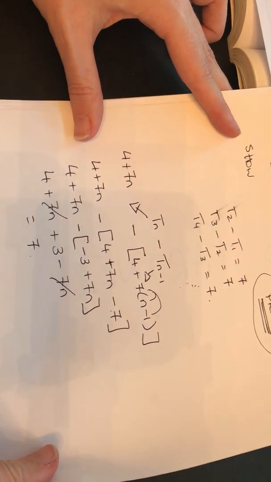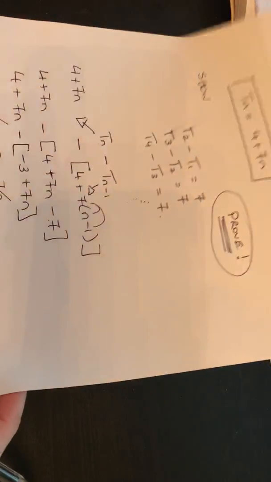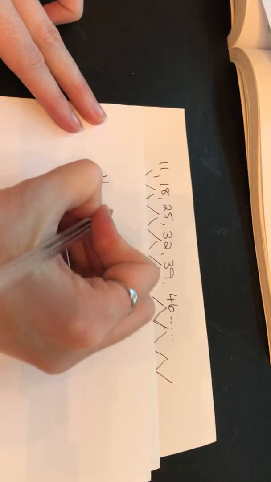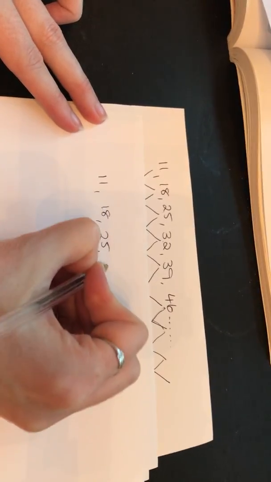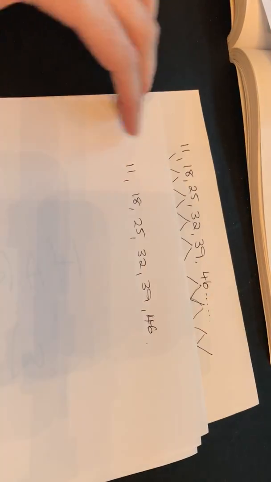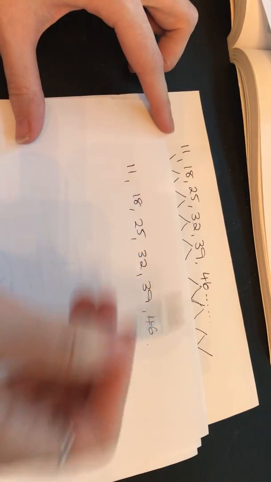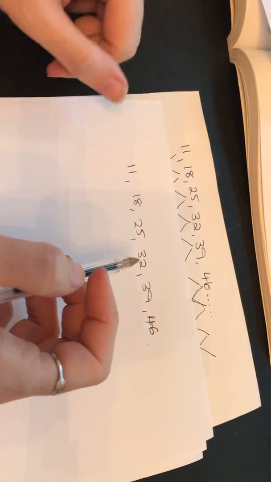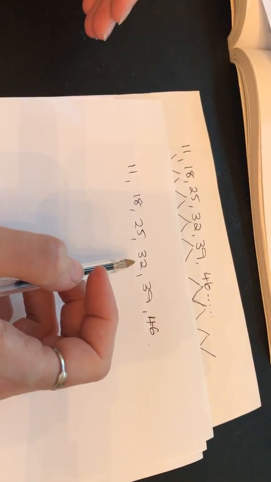What else can they ask me to do with this sequence? So I have 11, 18, 25, 32, 39, 46. So I know the common difference is 7. I know this is linear. I've proven that it's linear. What else can they ask?